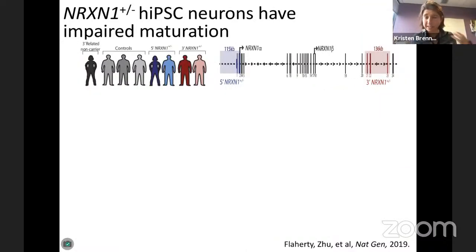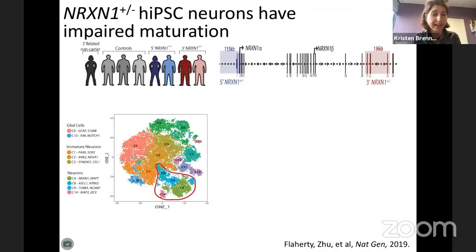So here's our cohort. It's small, but that's because these mutations are incredibly rare. So we have 2 patients, a mother and a son, with 5' deletions encompassing the promoter and first 2 exons, and 2 patients with 3' deletions. They're twin brothers, encompassing the second, third, and fourth from last exons. And I'll remind you, these are heterozygous deletions. They're non-recurrent. They differ between families. The first thing that Aaron did was a single-cell RNA-seq of IPS-derived neurons, and what she saw was most interesting.